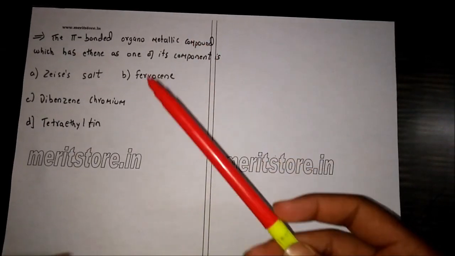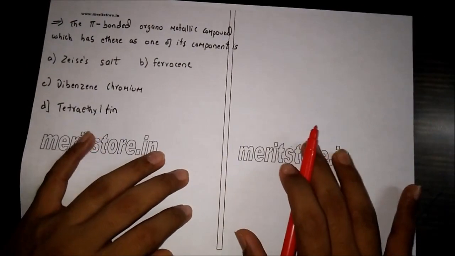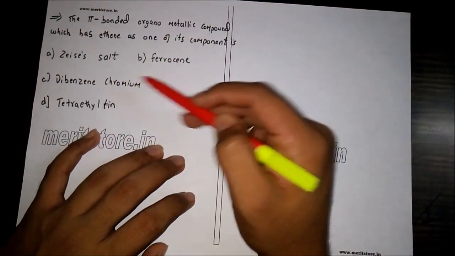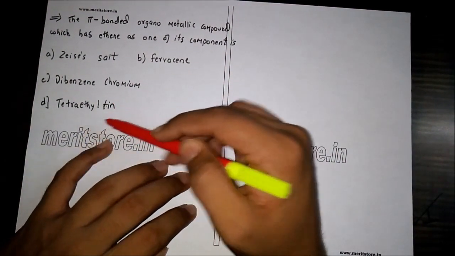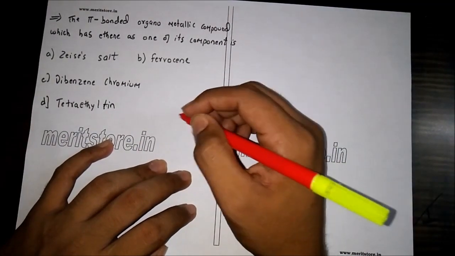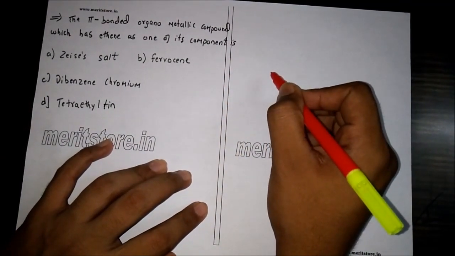Which sigma bonded organometallic compound has ethene as one of its components? A, Zeise's salt, B, ferrocene, C, dibenzene chromium, or D, tetraethyl tin. Now let's look at the structures of all the four.